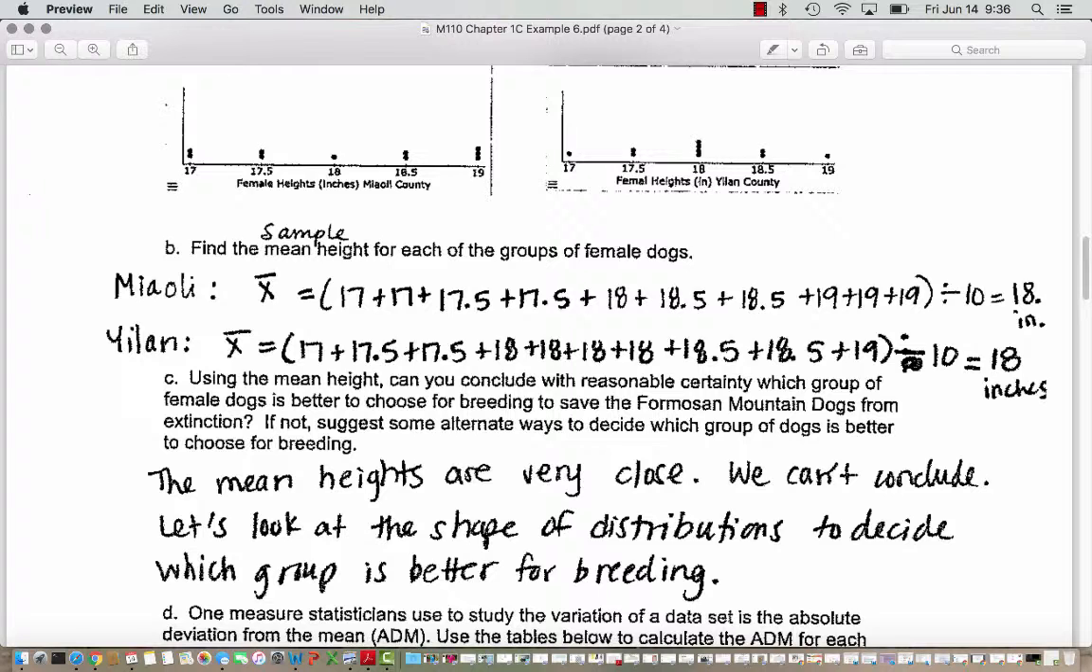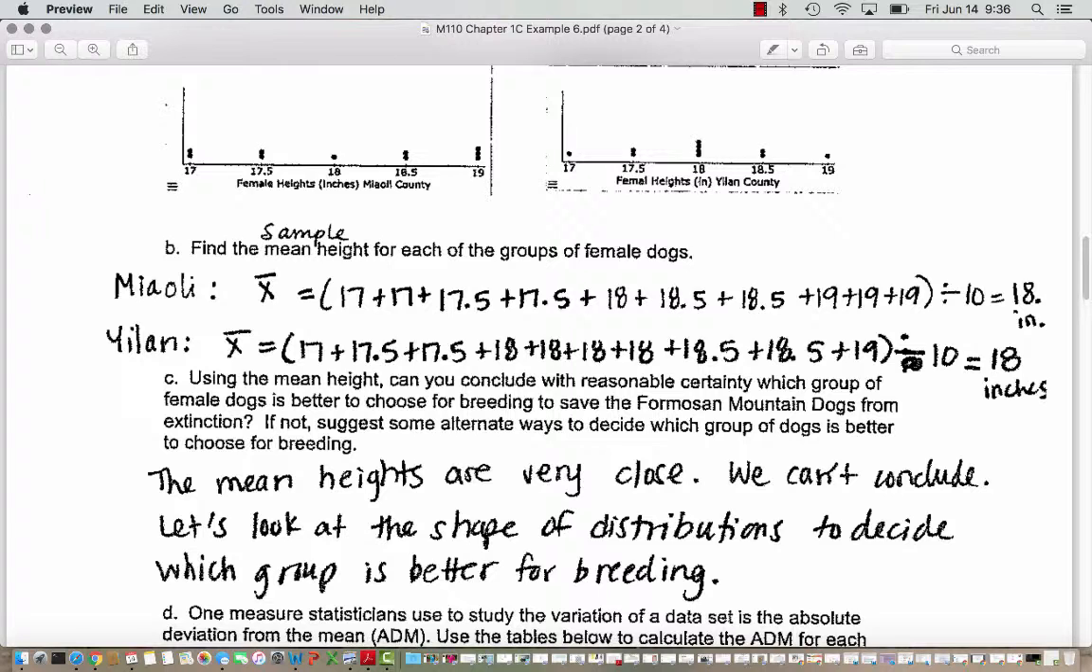For Yalong County, again, I'm calculating the sample mean, so I'm using x-bar in my notation because it's from a sample. It's not the whole population, just 10 dogs in each group. And again, I'm adding up the height of each dog in this dot plot. I added 18 four times because there are four dots stacked up at 18 inches, meaning four of the dogs in this sample were 18 inches tall. I add that up and divide by 10. Lo and behold, both of these groups have the same mean of 18 inches.